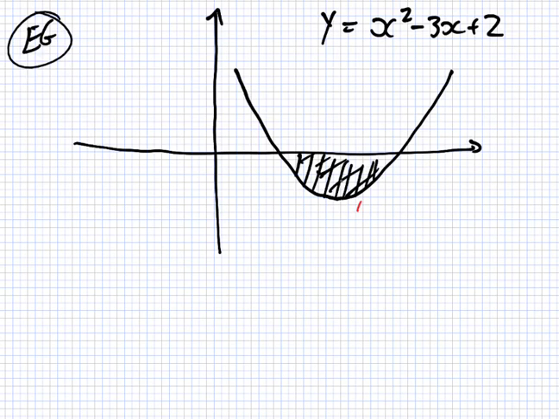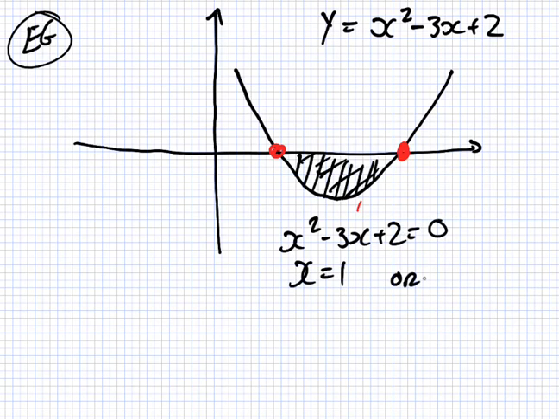So my question is, get this area here, calculate it. So what do I need to do first here? What's the first thing I need to do? First, we have to make y 0 so we can find the roots, these points here. So we have x squared minus 3x plus 2 equals 0. That means x equals 1 or... sorry, 1 or 2. Minus 1, minus 2, they're the factors. And then the roots would be 1 and 2.